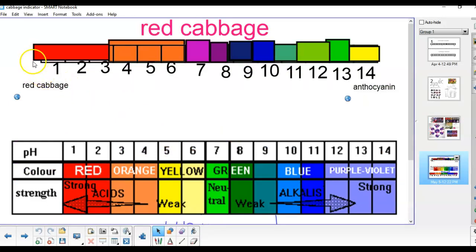Again, here's what you're probably going to see for the red cabbage. Here's what the universal indicator is, and I want you to notice that they do not have the same color scheme, particularly from neutral on up through the basics.